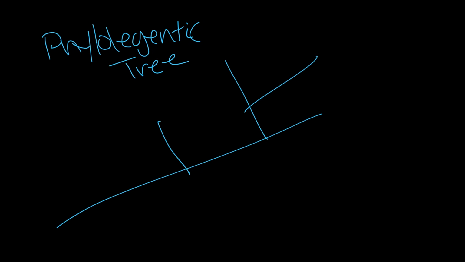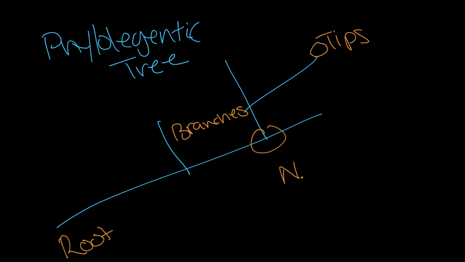A phylogenetic tree is used to show the evolutionary history of multiple species. The branching patterns of a tree show us how species are related to each other through shared common ancestry. Some of the major components of a tree include the root, the branches, the tips, and the nodes.